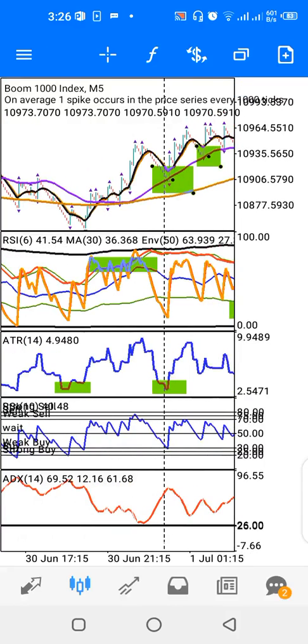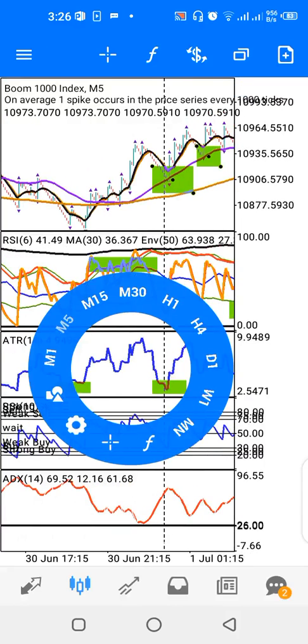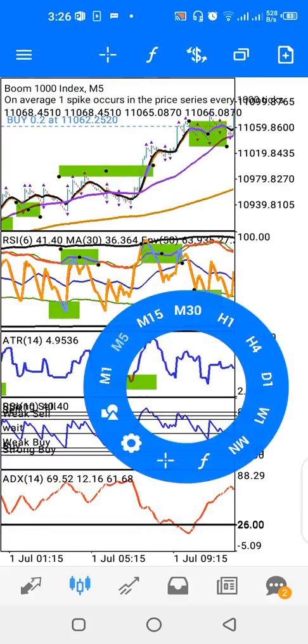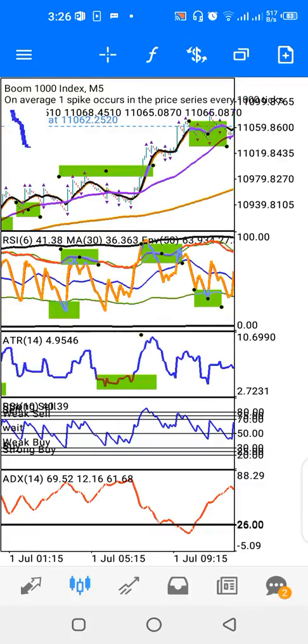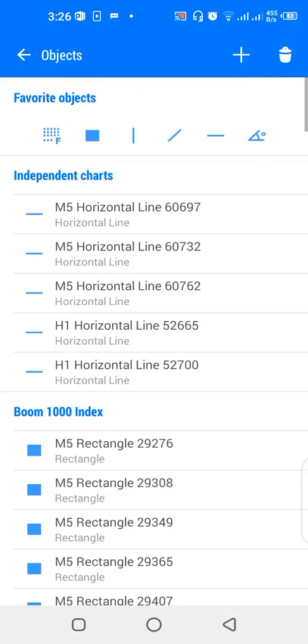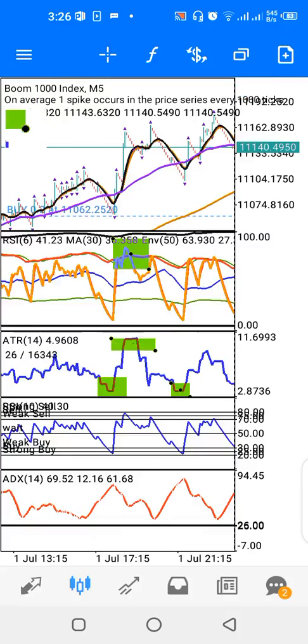The reverse is the case for crash index. Where you see the ATR line top out, that's a sell signal for crash index.